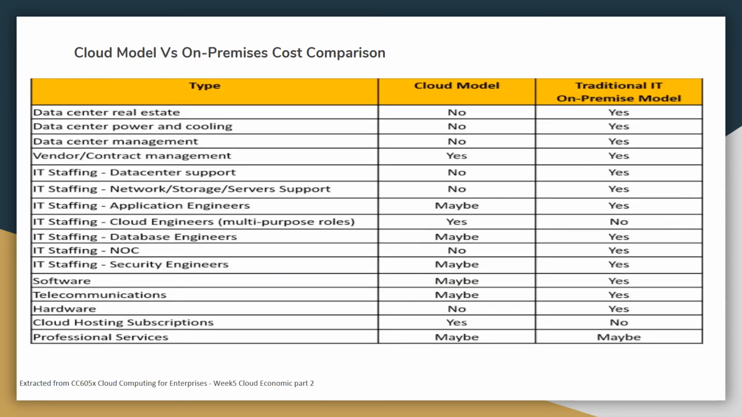In the cloud model and also in on-premises, there are things that are not available in cloud computing, such as real estate cost, power and cooling, data center management, vendor management. Well, it's available in both, but the cloud model is a bit cheaper. IT staffing for on-premises is more expensive than in cloud models, and professional services, you may need it in on-premises, you may not, and which is applicable to both.